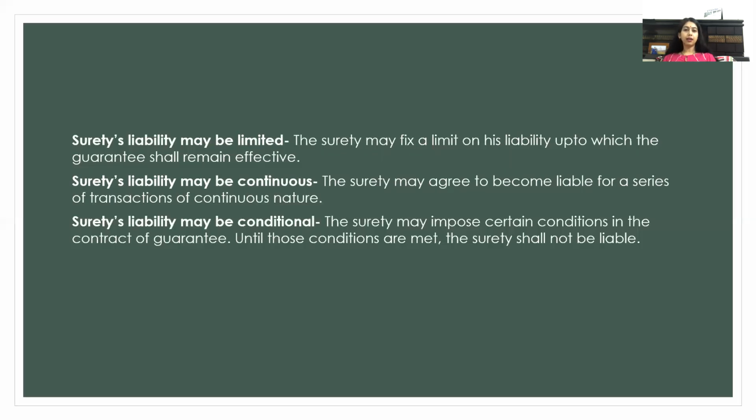Surety's liability may be continuous. The surety may agree to become liable for a series of transactions of continuous nature. For example, if A went to a shopkeeper's shop with C and tells the shopkeeper B that give all the things whatever are required by C, and I see that you are paid for a month. So now the surety is taking a continuous guarantee for a month. So whatever he will demand from the shopkeeper in that particular month, the surety can be held liable. So that guarantee is for a continuous series of transactions which will be done in that particular month.